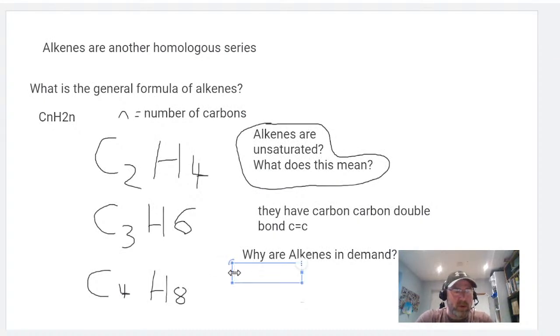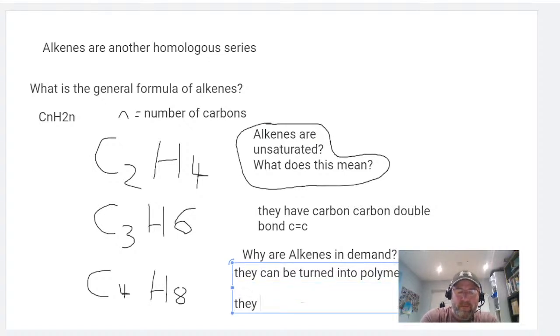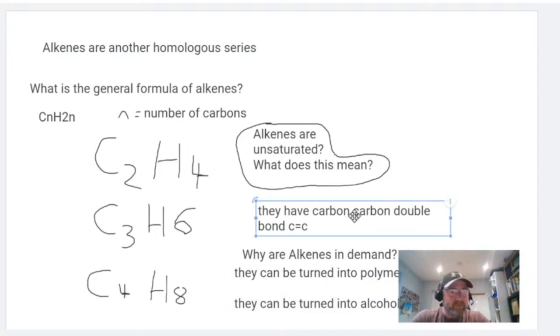It's actually because, so the answers are, they can be turned into polymers, which is plastics. So everything in your house that's plastic has been made from an alkene. They can be turned into alcohol. So if you're looking at like alcohol that's in hand wipe, like when you're disinfecting your hands, yeah, they're good solvents. So like alcohols. Yeah, that's right. They make alcohols and they also make plastic. So they're the two main reasons why we want alkenes.